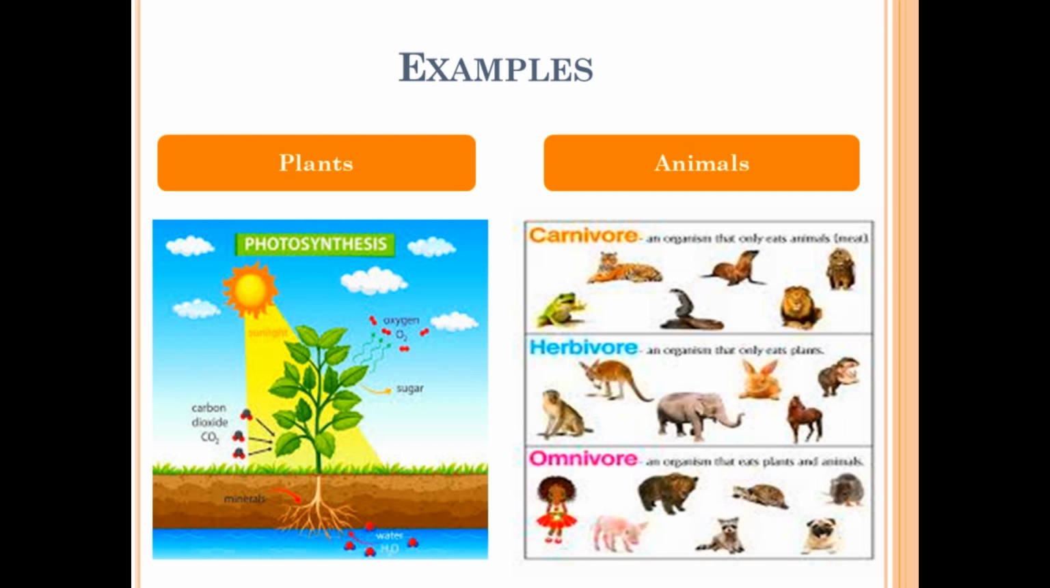Here they absorb carbon dioxide from the air through stomata, and when sunlight shines on the plant's leaf, they prepare their own food using a process which is known as photosynthesis. This food is used by the plants to grow and to stay alive.